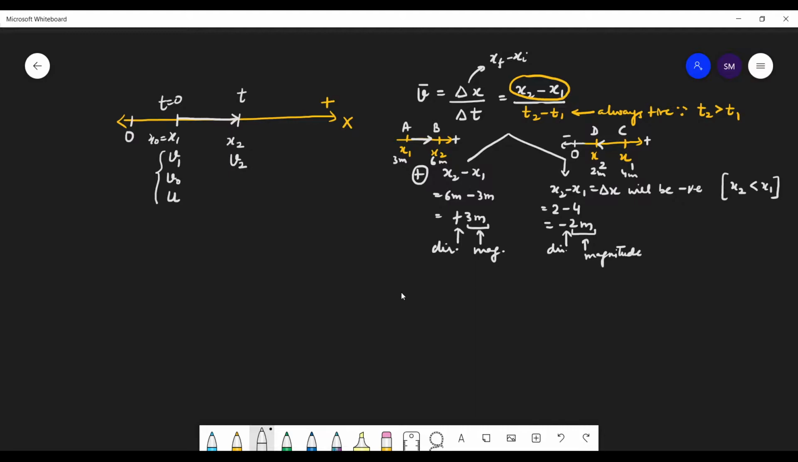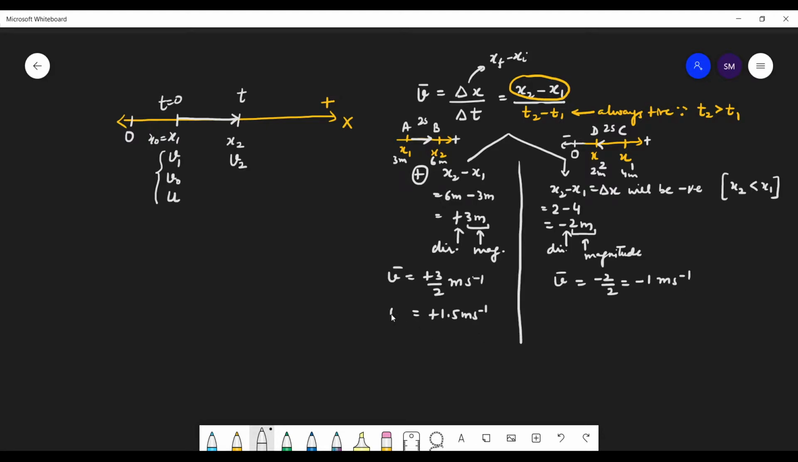Now, what about the average velocity? So here the time taken is 2 seconds, and here also the time taken is 2 seconds. So your average velocity will be plus 3 by 2 meter per second. And here your average velocity in this case will be equal to minus 2 by 2. So it is plus 1.5 meter per second. Oh, sorry, not square, it's meter per second. Good. And here it is minus 1 meter per second.